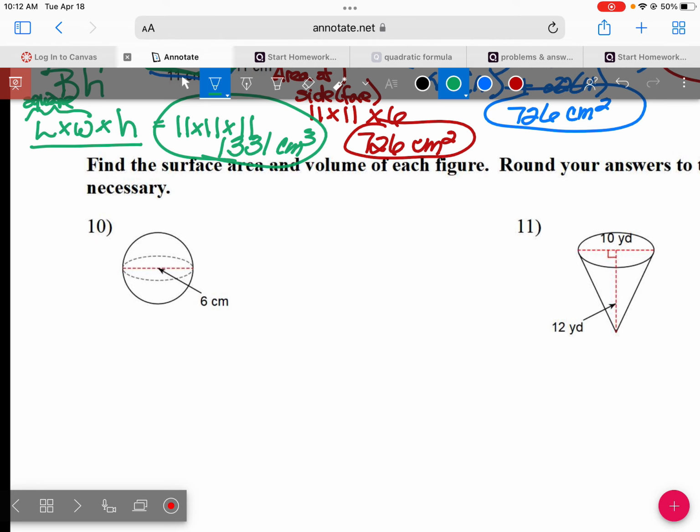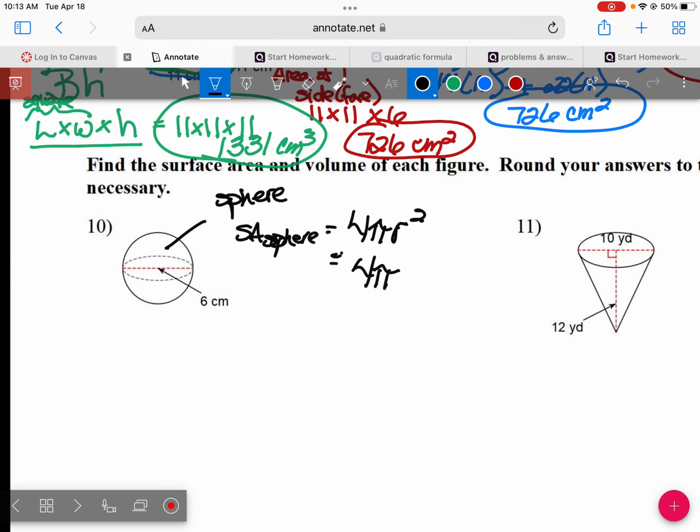Number 10, what do we call number 10? What is that figure? Sphere. It is a sphere. We're going to find surface area of the sphere. 4 pi r squared. That is correct. Thus, 4 pi r cubed? No, that is part of the volume formula. So 4 pi r squared.